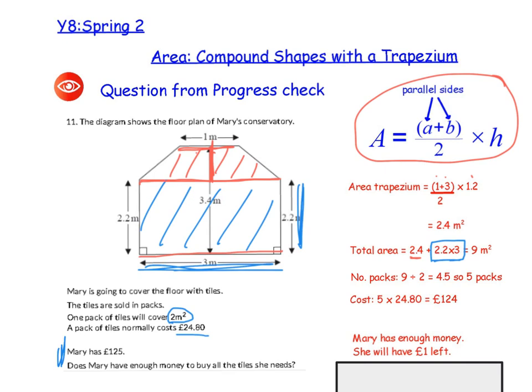Quite a lot involved in that question. You've got to know the formula for area of a trapezium, be able to find the area of a compound shape, then use a bit of logic as to how many packs you will need, and finally answer the actual question. Yes, she does have enough money. She's got £1 left.